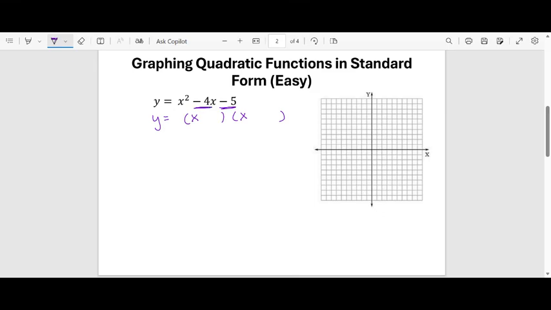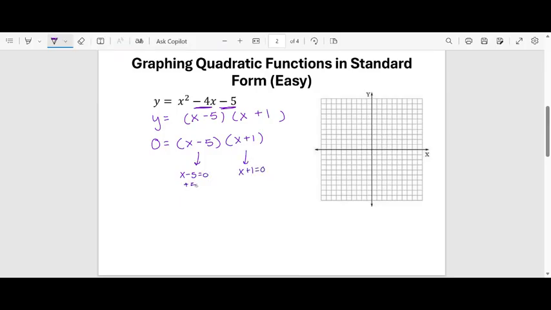To get negative 5, I can do negative 5 and positive 1. And negative 5 and positive 1 will add up to 4. So negative 5 and positive 1. If you want to use the factor square to help you with that factoring, you're absolutely welcome to do that. Next, I'm going to use the zero product property to find my x-intercepts. So I can plug in 0 for y. I'll say x minus 5 equals 0 and x plus 1 equals 0.